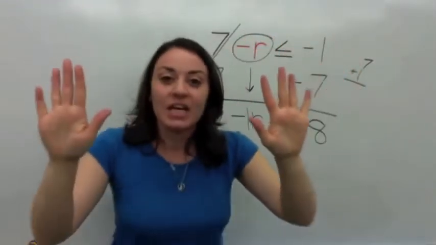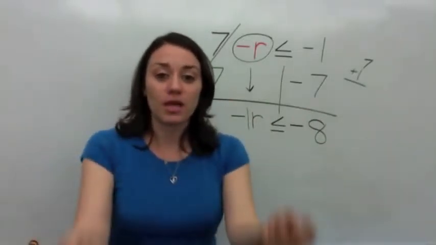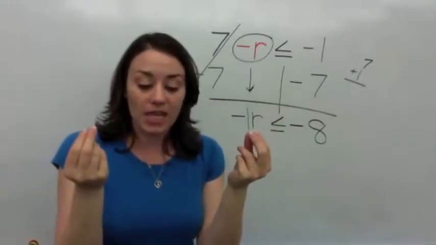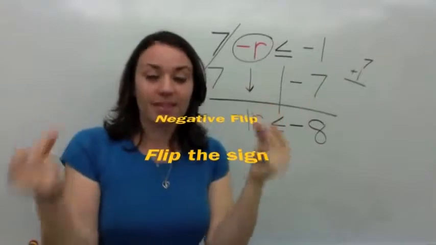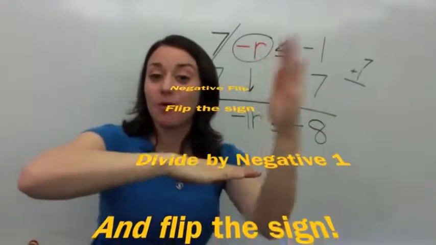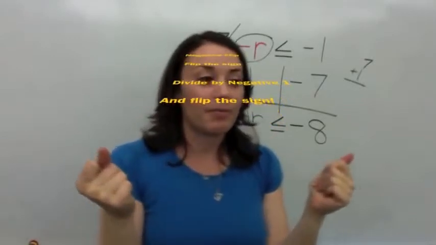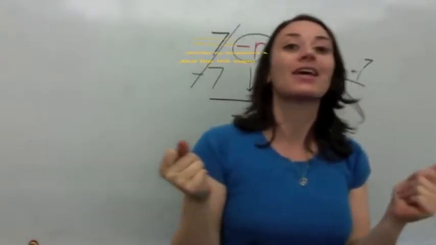It's very good. Okay? When you see a negative, you're going to hold up your hands like this and you're going to sing this song. Listen, it goes like this. Negative flip, flip the sign. Divide by negative 1 and flip the sign. Okay, let's try that again. Everybody, are we ready?